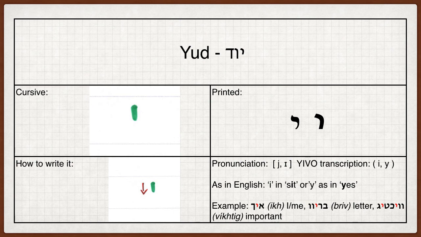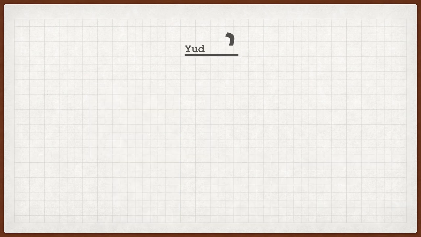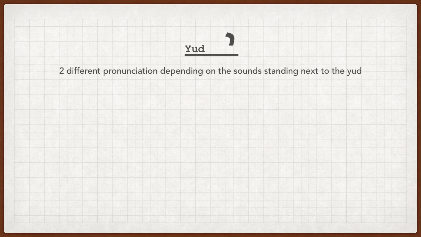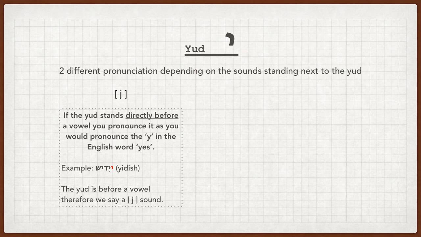Wichtig, meaning important. Alright, now let's take a look when do we pronounce the yud as y and when do we pronounce it as I. So, first of all, when do we pronounce it as y? We do pronounce it as a y if it stands directly before a vowel. Directly before a vowel. This is the most important rule here.